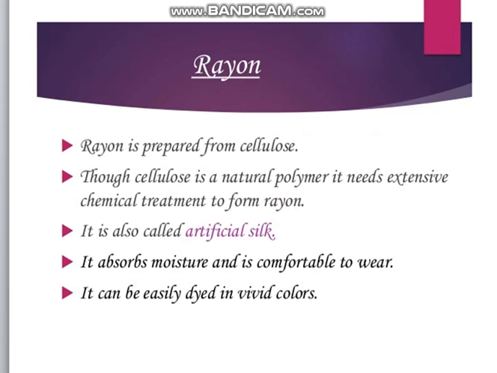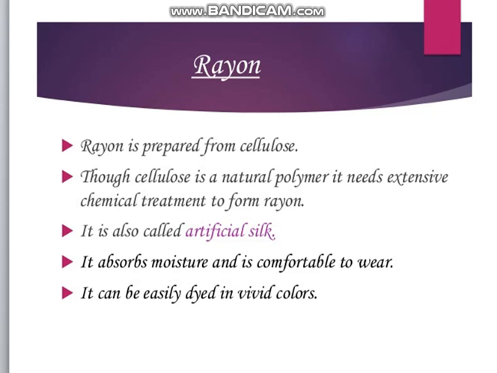Then, cellulose is a natural polymer. It needs extensive chemical treatment to form rayon, because there is a difference between cellulose, which is a natural polymer, and rayon. So for that we use sodium hydroxide solution and some other chemicals also, like carbon disulfide, and then finally by chemical treatment we get the rayon.